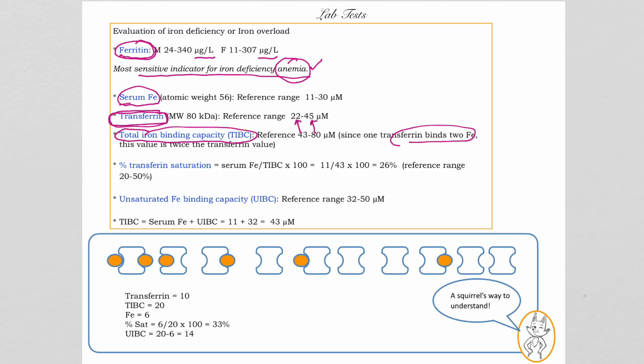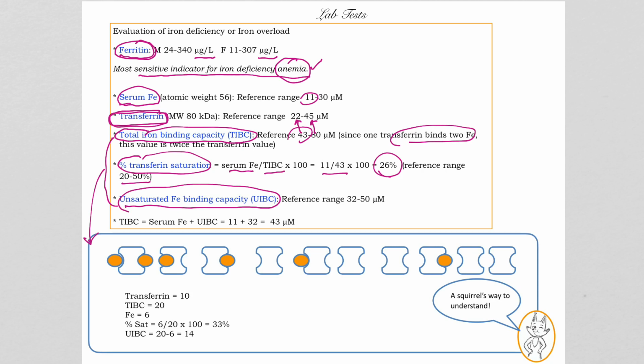And then we'll explain these 3 tests here at the bottom so you can understand what these tests mean. Then we have another test called percent transferrin saturation. Basically, take the serum iron divided by the TIBC. Okay, so you take the serum iron divided by TIBC, like 11/43 times 100, and you get a percentage. The reference range is around 20 to 50. And then we have what we call the unsaturated iron binding capacity, or UIBC. Okay, UIBC. And basically, the TIBC is equal to serum iron plus UIBC.